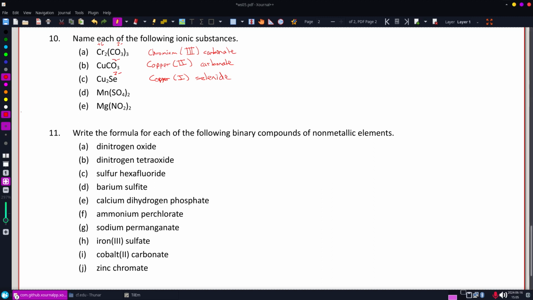Alright. On my next one, I have 2 sulfates. Sulfates are each -2, so that manganese must be a manganese 4, because there's only one of those, and I need to counterbalance both those negatives. And then magnesium is a fixed charge, so that's just going to be magnesium nitrate.